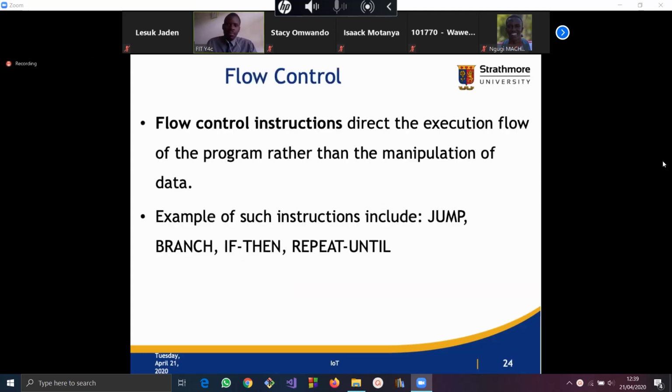Then you have flow control. These are the ones you use when you're writing a program. For example, you can just write an if else, but you don't know how it is decoded into microprocessor language. These are examples; there are many. There's jump, branch. Branch is an if else. Repeat until is a while loop that is written down into assembly language.